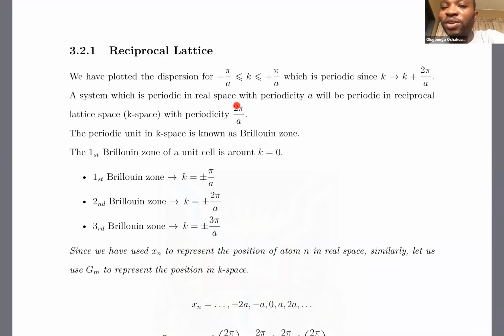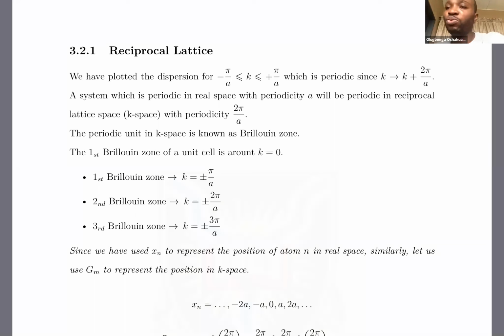But anything other than the name reciprocal, we'll be using K space so much, because 2 pi over A is 2 pi over length. Or if I don't want to use length, another length that we use often is lambda, which defines the wave vector. So we'll be talking about K space and the likes.